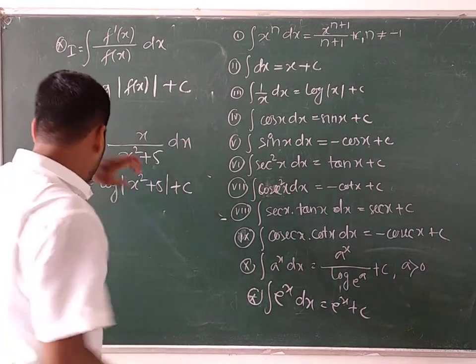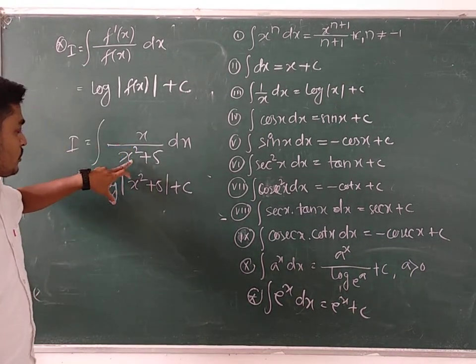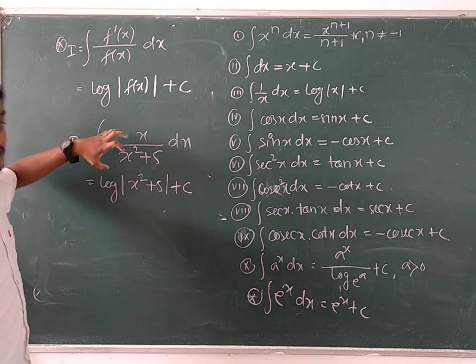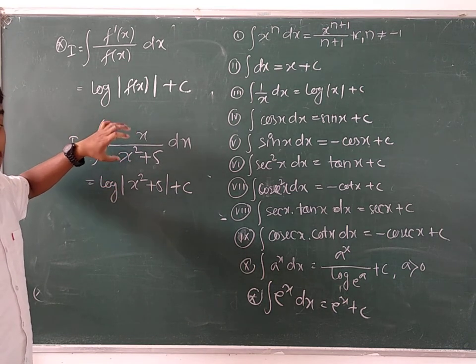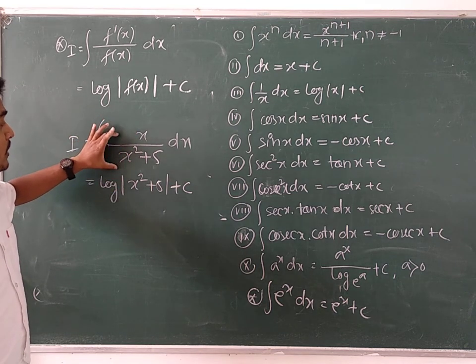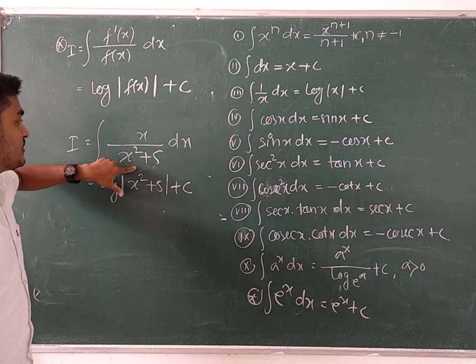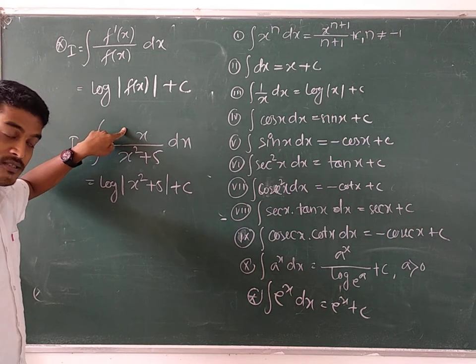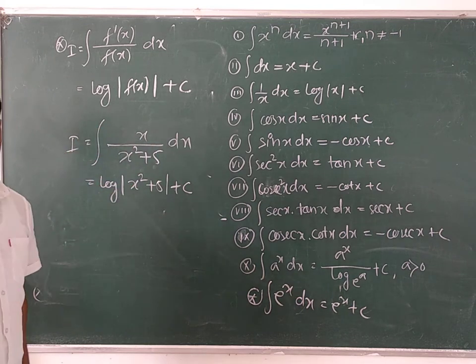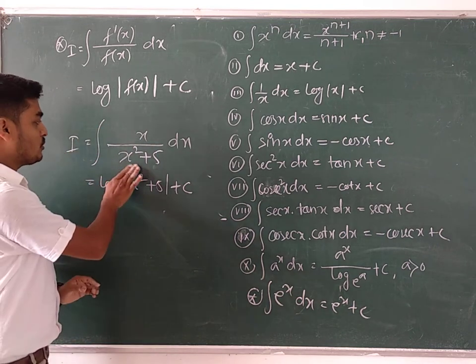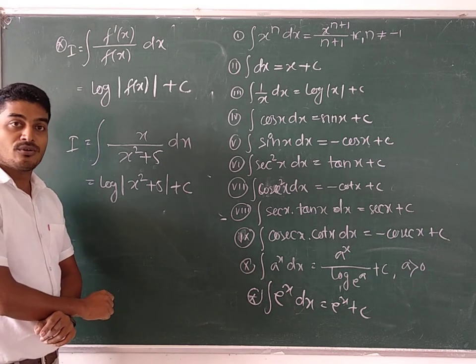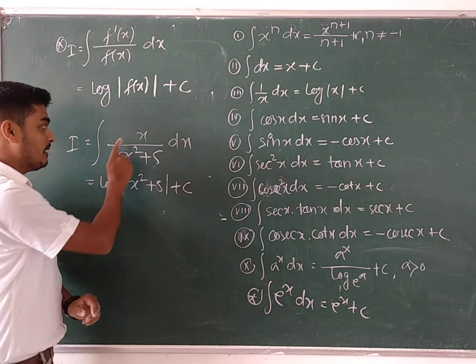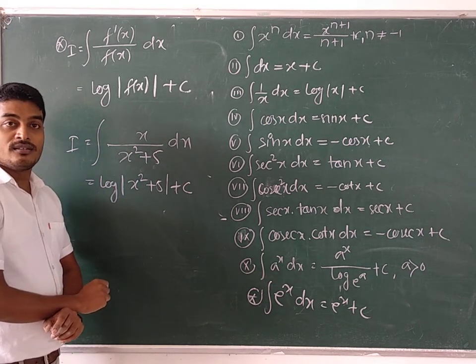So what I have told you, if the question is in the form of a rational function, always think of this formula. Differentiate the denominator and the numerator should appear. If it comes as it is, you are taking directly log of the denominator. Suppose you differentiate the denominator x plus 5, the numerator does not come. What do you get? You should get x, twice x.